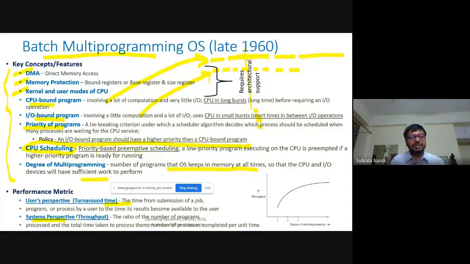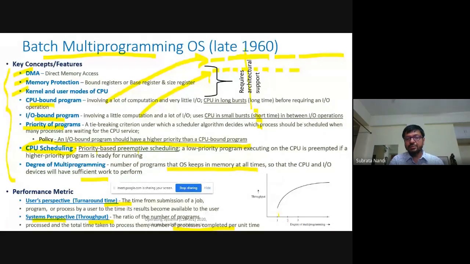But again, from the system's perspective, the throughput will be very high, and the system designer will be happy, because in those days you had to pay for your computation getting done, so they will be earning more, and it shows that so many jobs got completed. So apart from turnaround time, throughput also became an important performance metric from the system's perspective. It's the ratio of the number of programs processed to the total time taken, or in simple terms, the number of processes completed per unit time.